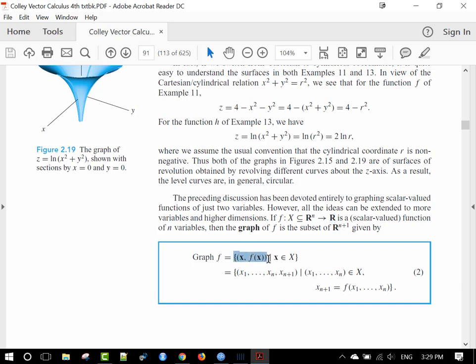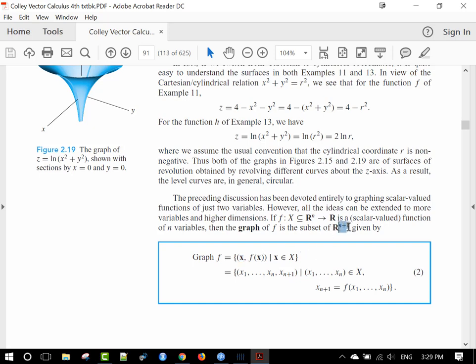But remember now, this x is in Rn. And then this is a scalar, so this is one more coordinate. So we're going to have n coordinates here plus one more. So we're going to have n plus 1.